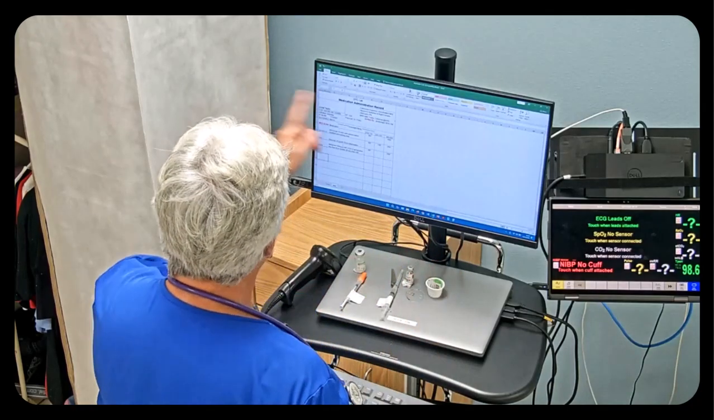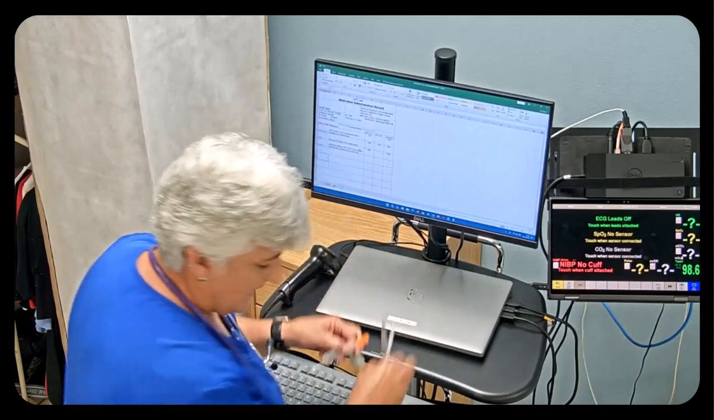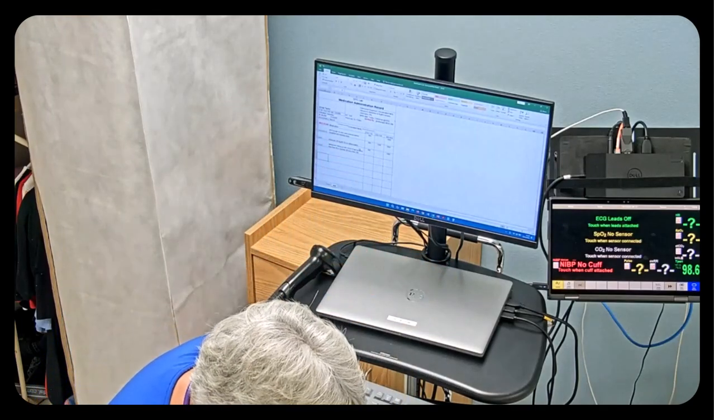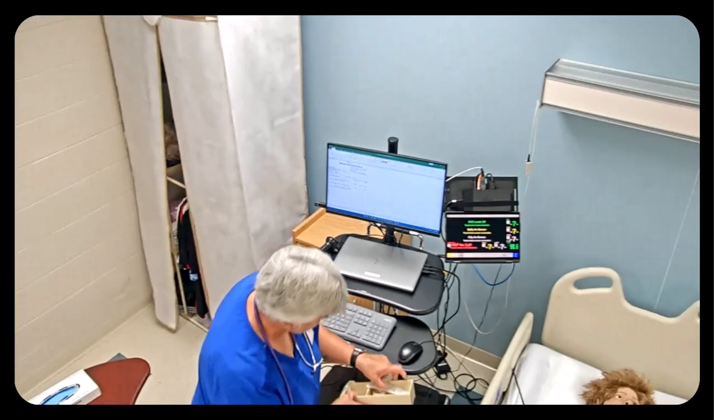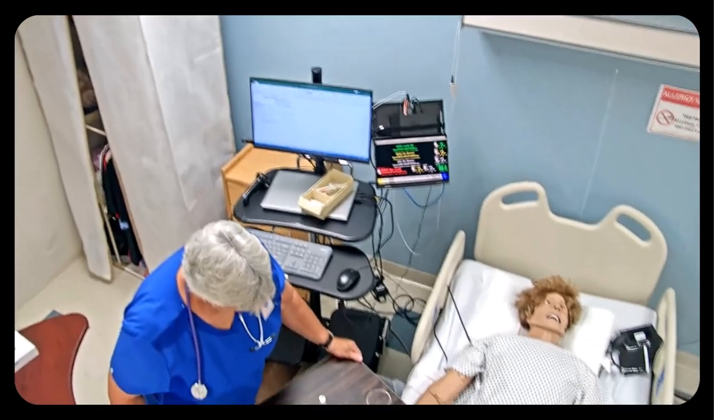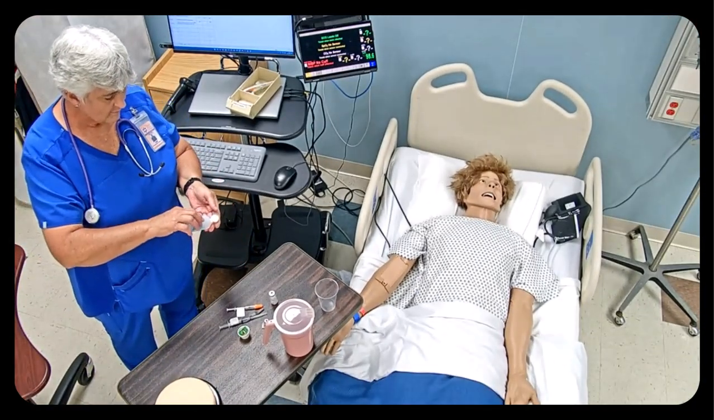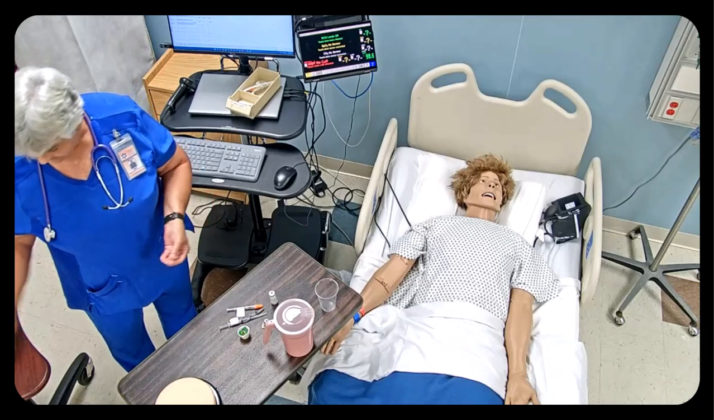So now that I've done my third check on all of my medications, and I make sure that I don't have anything left in my bin, I don't, okay? So I'm gonna go ahead and do another medical hand wash.